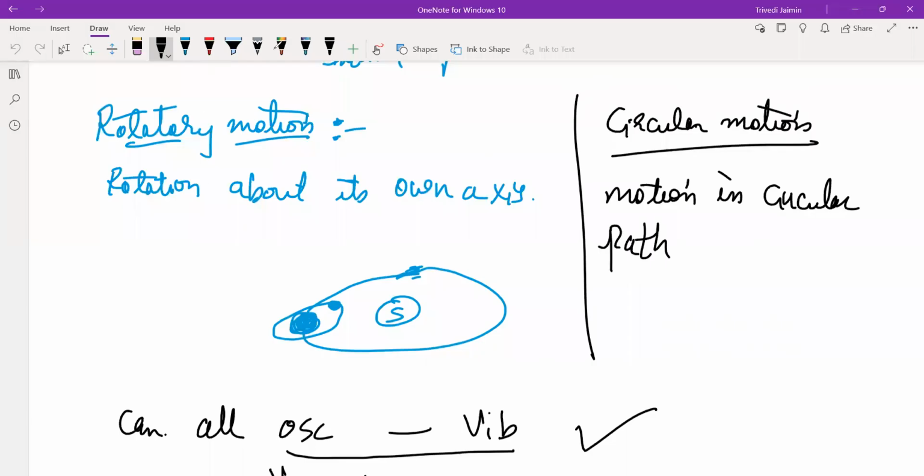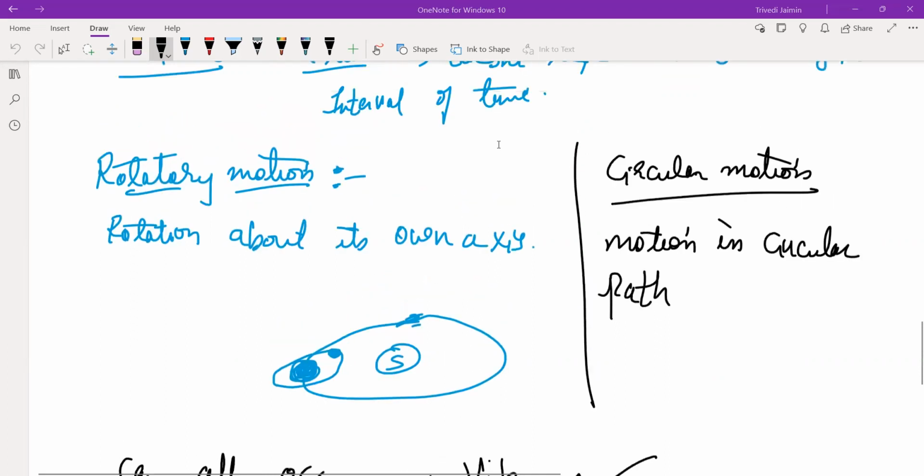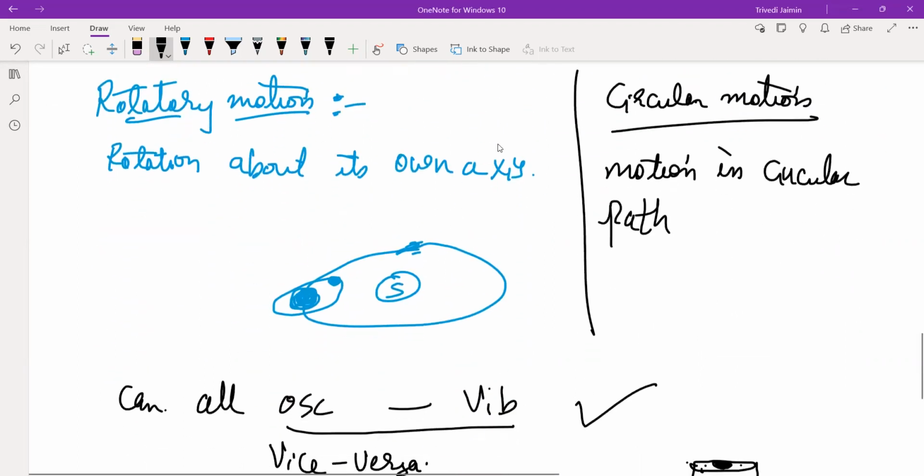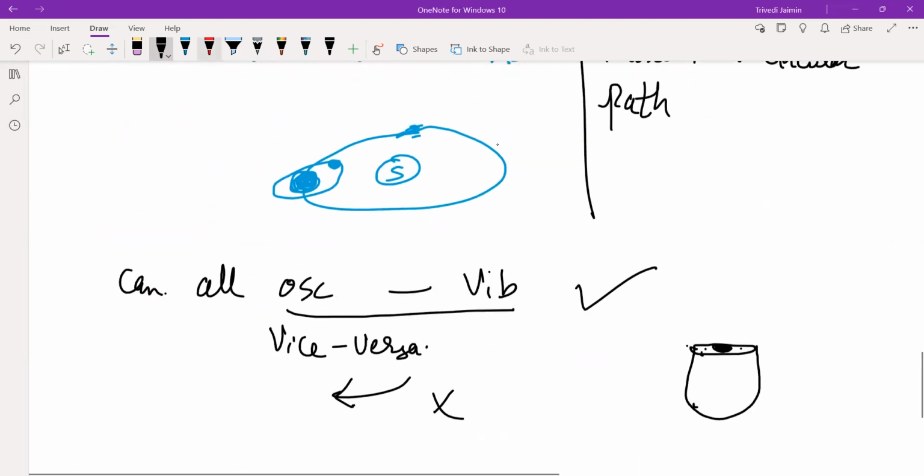Okay. Sir, can you scroll a little bit up? This is what we started from. Here we started. Only this. Yeah. Oh yeah, we wrote non-periodic motion. Okay. So for your answer, can oscillating motion be vibratory? Yes. Sir, I'm still not convinced with this.